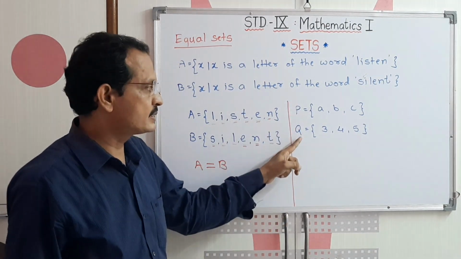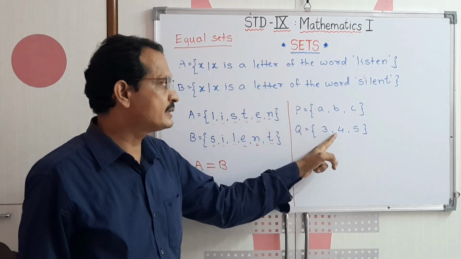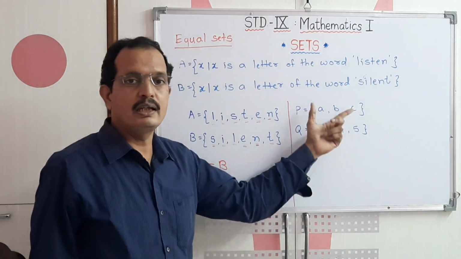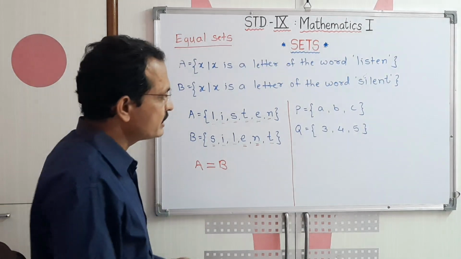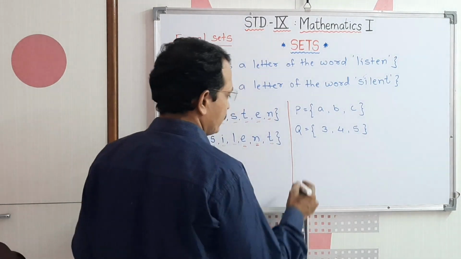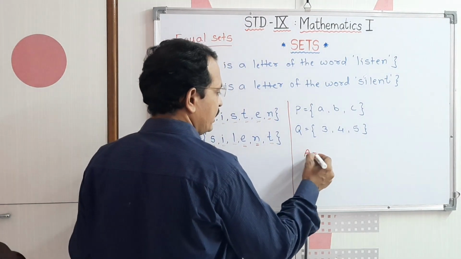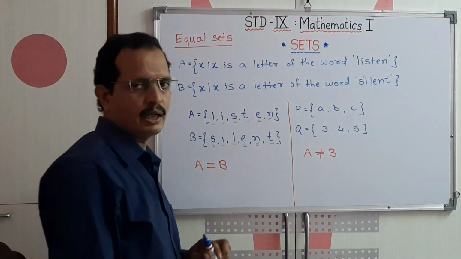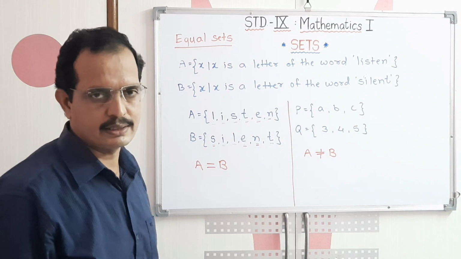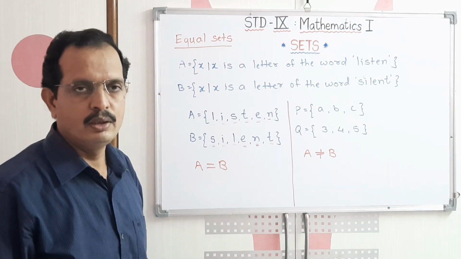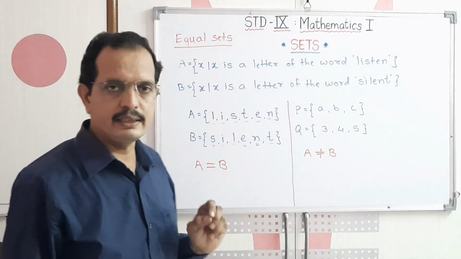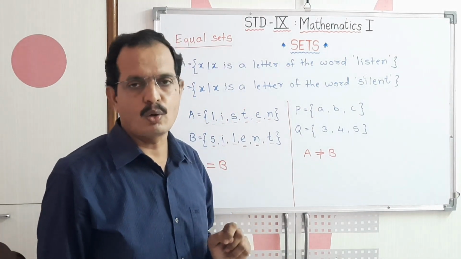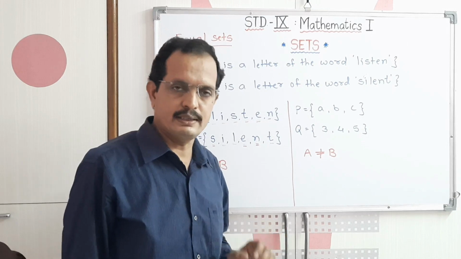But both the sets do not contain the exact same elements. Number of elements are same, but the elements are different. Therefore, these sets are not equal sets. Therefore, we say that P is not equal to Q. That means sets P and Q are not equal sets. Therefore, when the sets consist of exactly the same elements, then those sets are called equal sets.